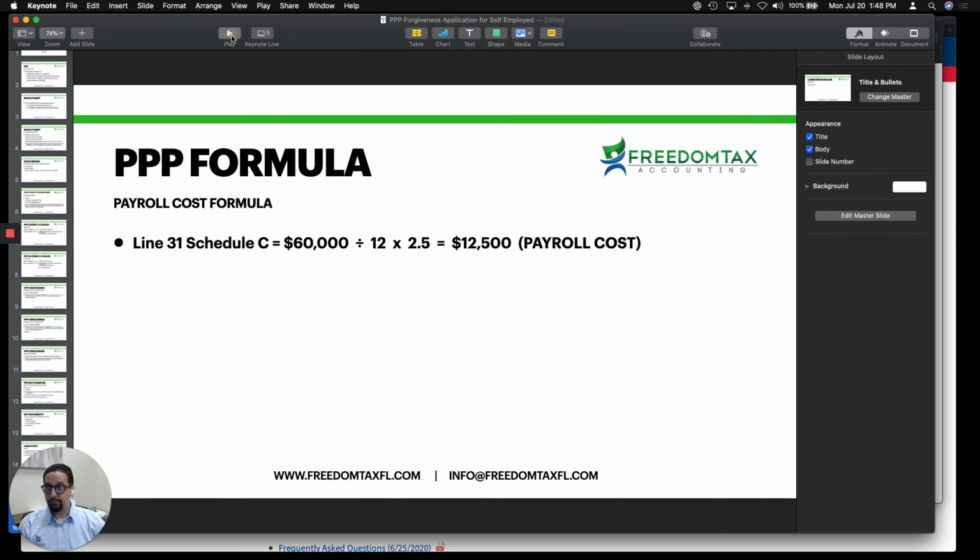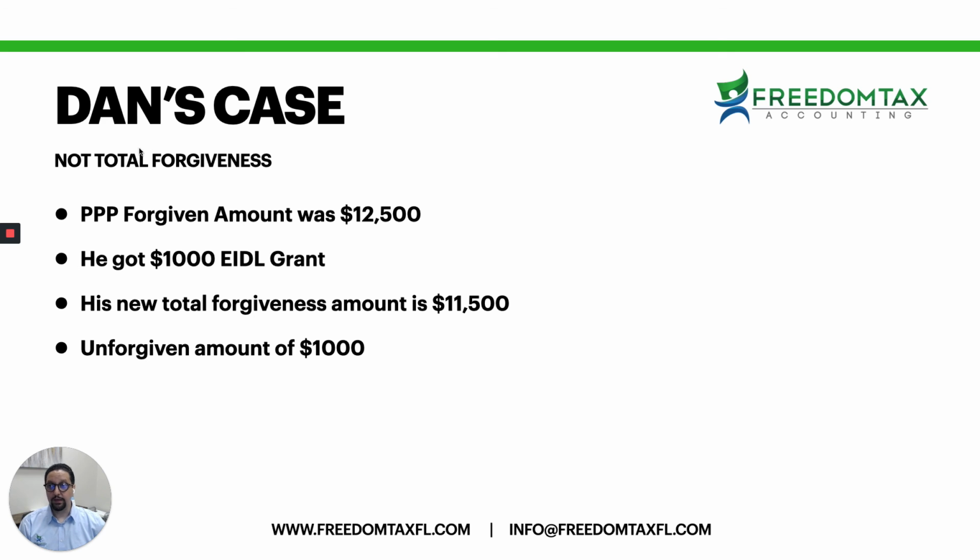We have finished the application. Okay, now in Dan's case, remember he did get the PPP forgiveness amount of $12,500, but since he got a $1,000 EIDL grant, his total forgiveness amount was reduced by $1,000. Remember, the EIDL grant directly affects the amount of PPP that is forgiven. So his unforgiven amount is $1,000.